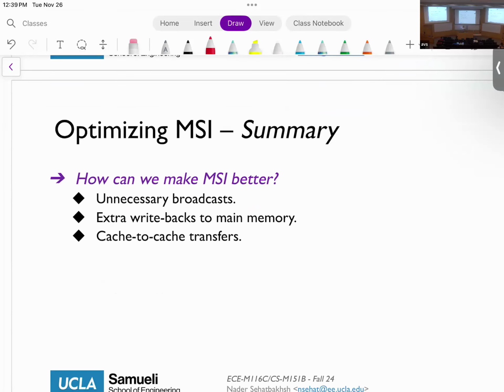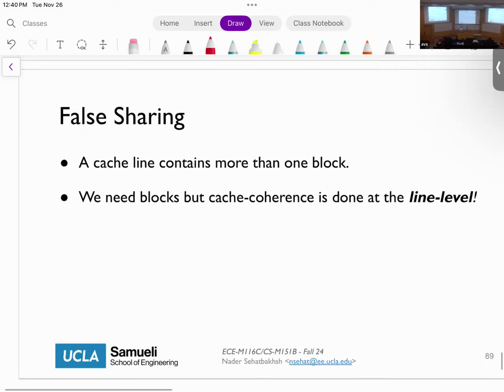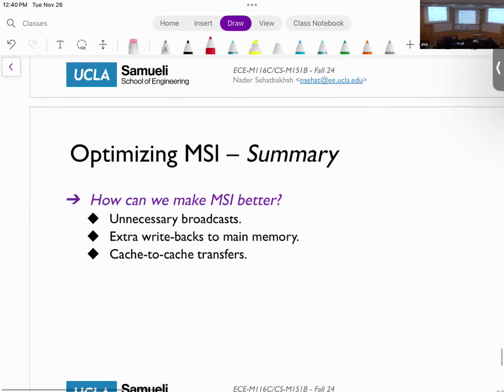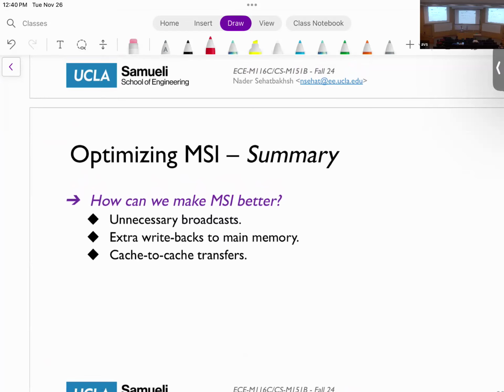All right, so to summarize why we add things to our MSI, there are 3 things we try to do. We try to remove unnecessary broadcasts, and E, for example, was an example of that. We try to remove extra write-backs to the memory through the cache-to-cache transfers and through the O states. And of course, we introduced forwarding and cache-to-cache transfers to make the read data faster. Okay? Any final questions about MOESIF?